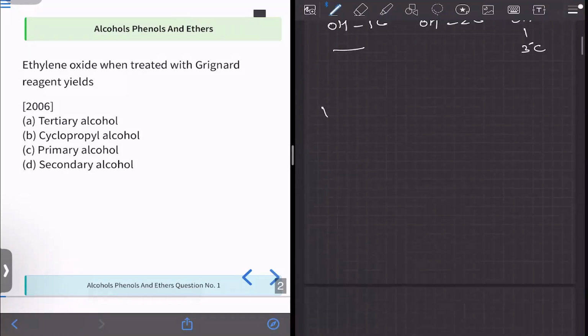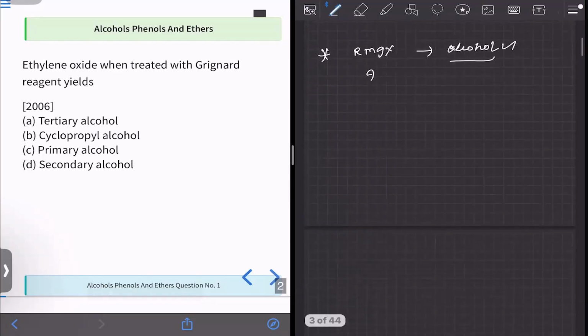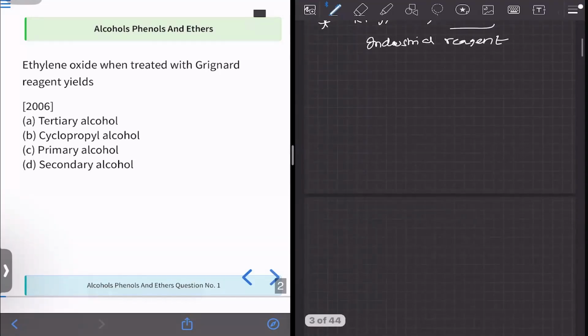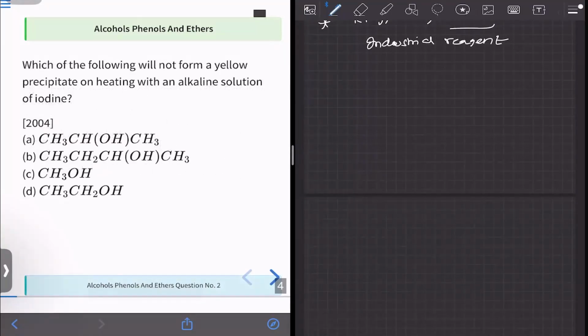See, Grignard reagent is used for the production of alcohol. It is an industrial reagent. So the option will be C. Whenever Grignard reagent reacts with ethylene oxide, it produces primary alcohol. It will be C.